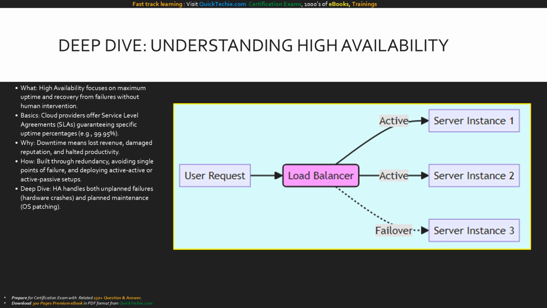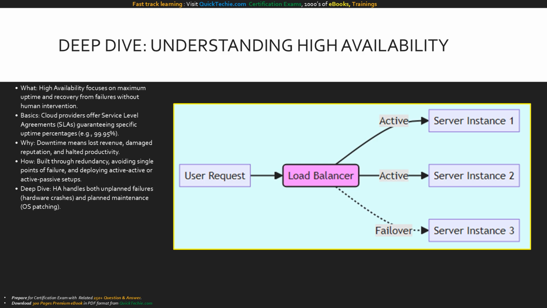But why is this so critical? Because in the modern digital economy, downtime equates to lost revenue, diminished customer trust, and severe operational bottlenecks. We achieve high availability through absolute redundancy, meaning we deliberately eliminate any single points of failure in our architecture. If a hard drive fails, a power supply blows out, or a network switch goes dark, another redundant component instantly takes over.